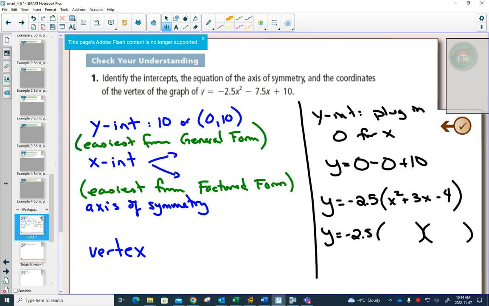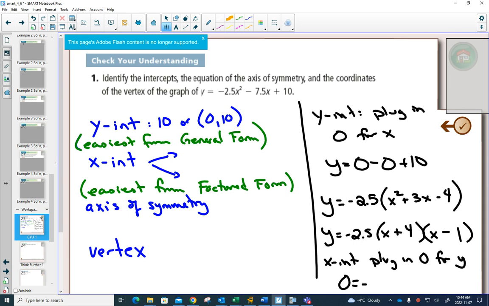So that common factor, recognizing a common factor, makes your life easier because now this is a very easy one to factor. It has to be x and x. To get 3, it can't be 2 and 2. It has to be 4 and 1. I need a plus 3, so my 4 will be plus, my 1 will be minus. And so my two x-intercepts, how do we find an x-intercept? You plug in 0 for y.